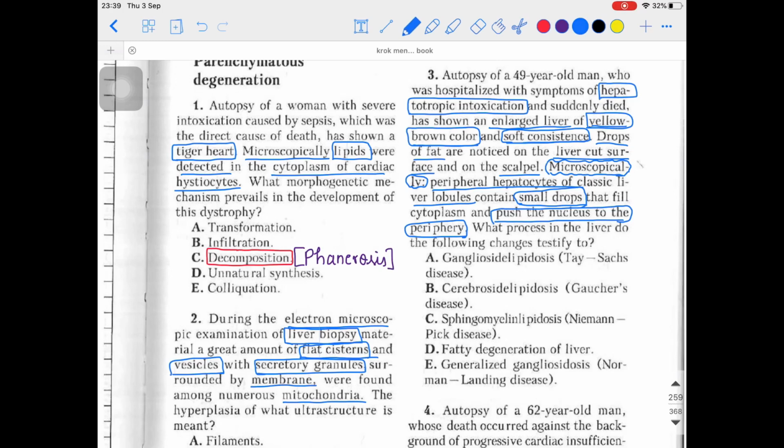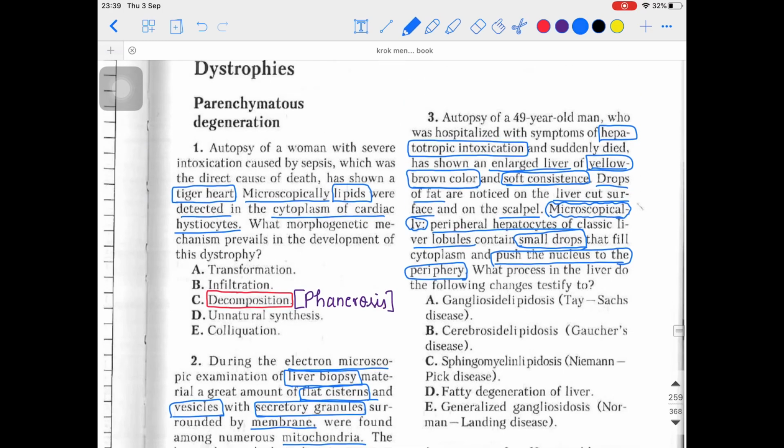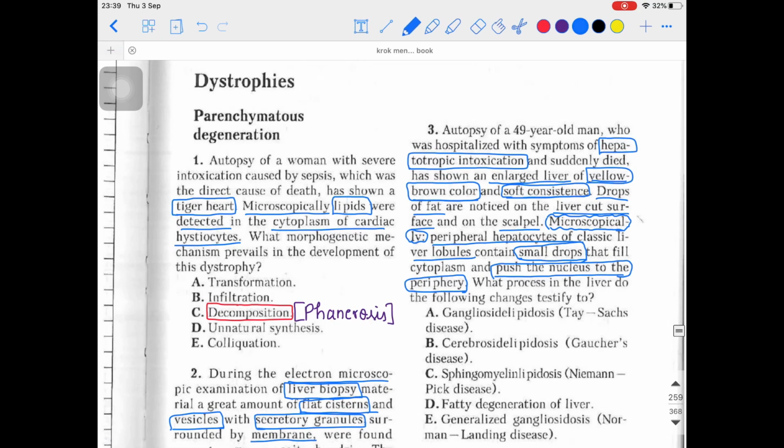Now, this is called goose liver. So here I am writing it. This is called goose liver. If the examiner asks you, goose liver can definitely be found in fatty degeneration of the liver.